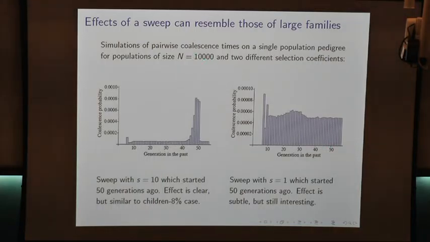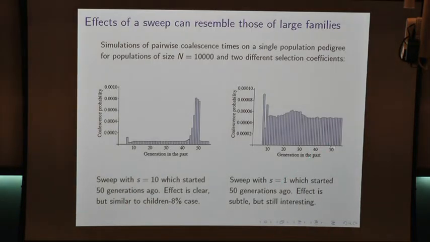Population size is 10,000. And I should add here that it's additive selection, whereas on the previous slide the allele was dominant. So you can see that when selection is super, super strong, I get a hump in the distribution of coalescence times at around the generation when the allele came in and swept through. But again, if you look at the probabilities, they're kind of on the order of the 8% case for the large family. They're not gigantic. They're a little bigger, but they're not.